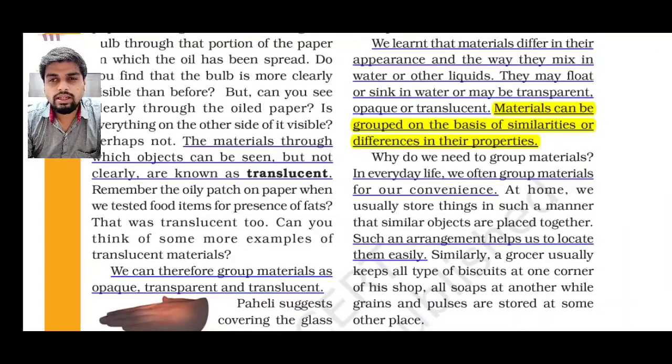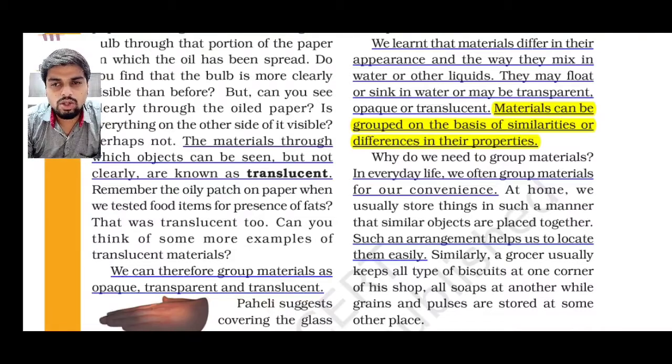So in this chapter we have learned that materials appear differently. They can mix with water, they can float or sink in water. There are some transparent and some opaque materials. Materials can be grouped on the basis of their similarities and differences in properties. So why is this grouping required? Can you say why we need to group or arrange materials?